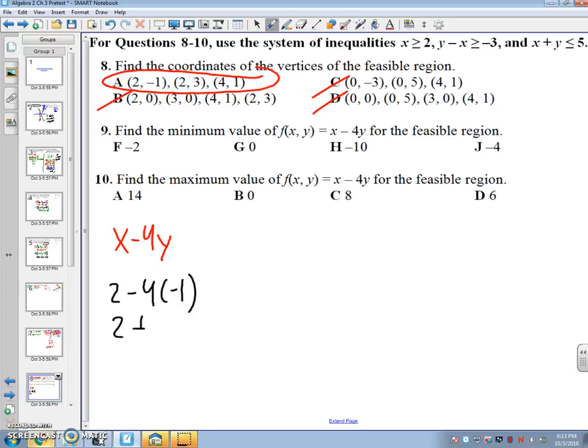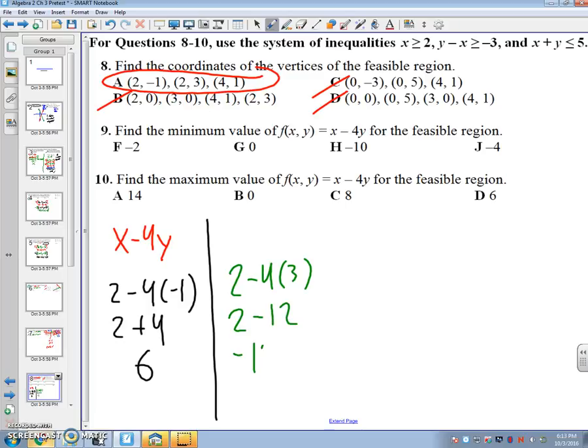That's 2 plus 4, which gives me 6. Now, I don't know if that's the best or not. I'll try the next point. So let's try 2, 3. 2 minus 4 times 3. 2 minus 12, that's negative 10.